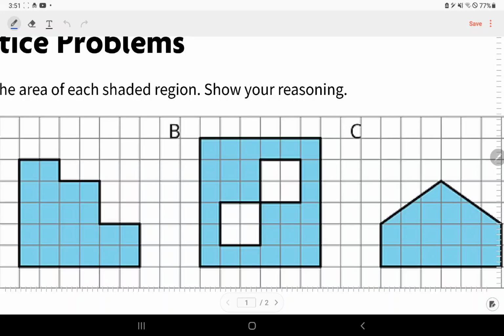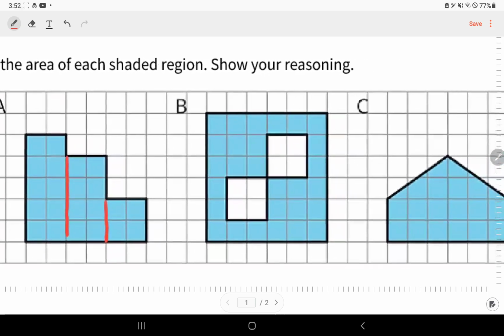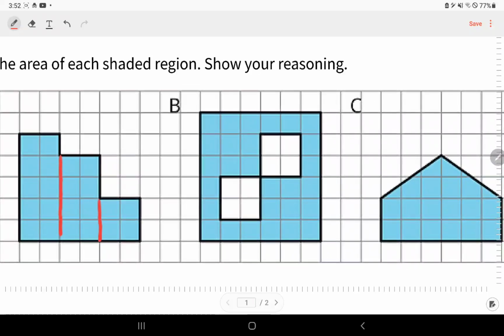So, A and B are a little simpler. For example, A can be split into 3 different types of rectangles, and you find the area of all 3 and add them together. For B, we can find the area of the entire square and then these 2 smaller squares, and then just subtract the 2 small squares from the large square, and we got our answer.